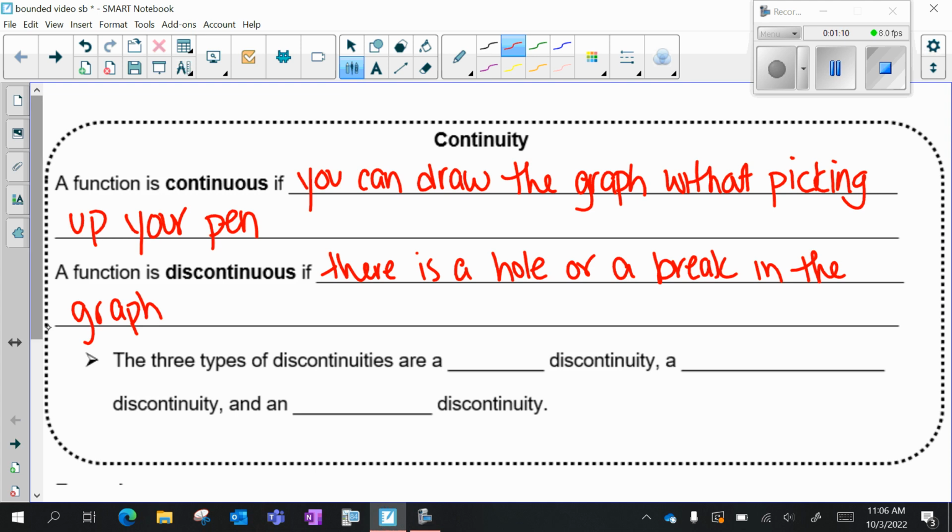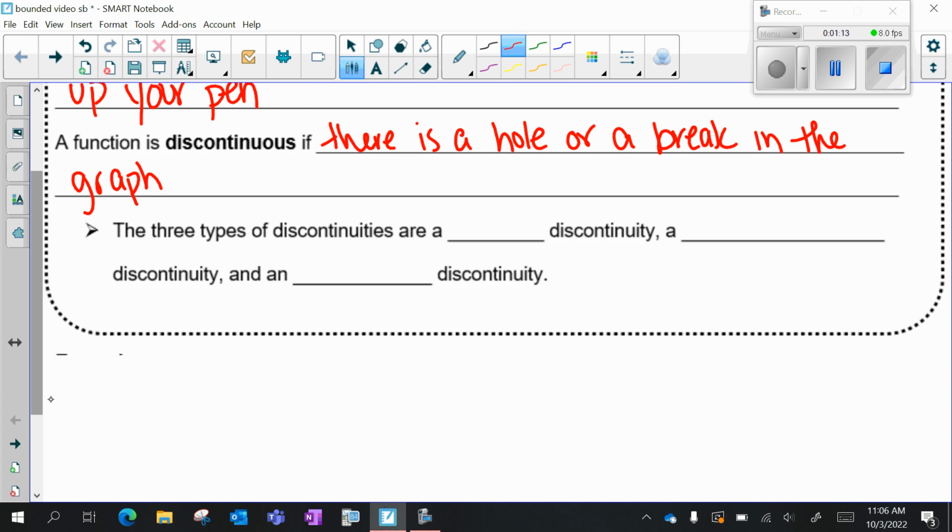There are actually going to be different types of discontinuities that we're going to focus on. The first one is considered a jump discontinuity. The second is a removable discontinuity. And the last is an infinite discontinuity.